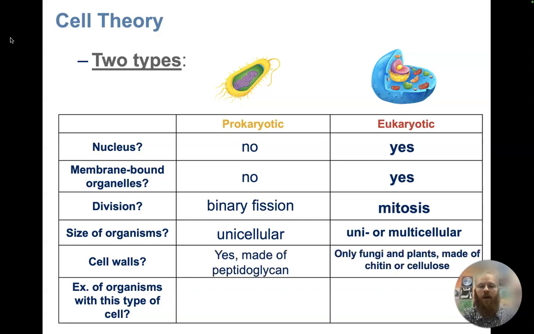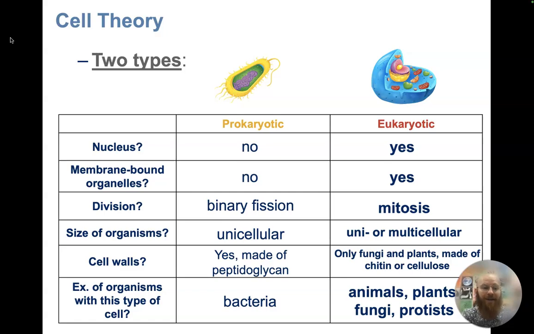Cell walls. Yes, the prokaryotes do have cell walls, as well as some eukaryotic cells. So certain fungi and plants will have cell walls as well. So that's a common point of similarity. And some examples of where we would find these. Prokaryotes are typically going to be your bacteria.